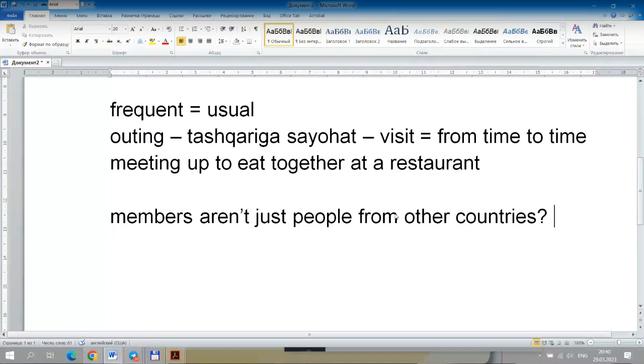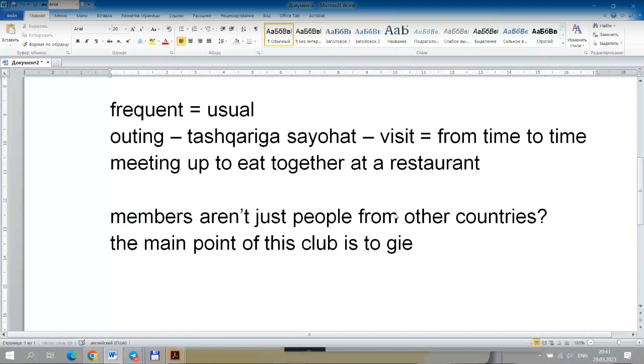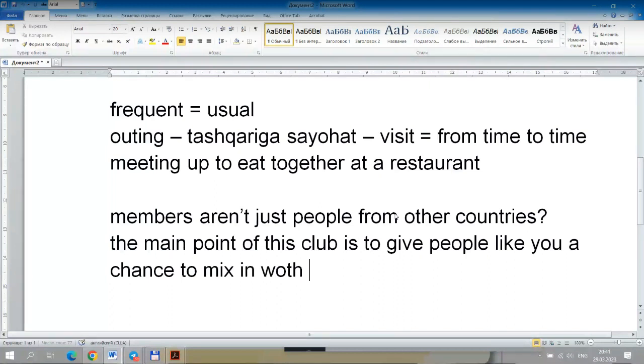The main point of the club is to give people like you the chance to mix in more with people from this country. The main point of this club is to give people like you a chance to mix in with people from this country.